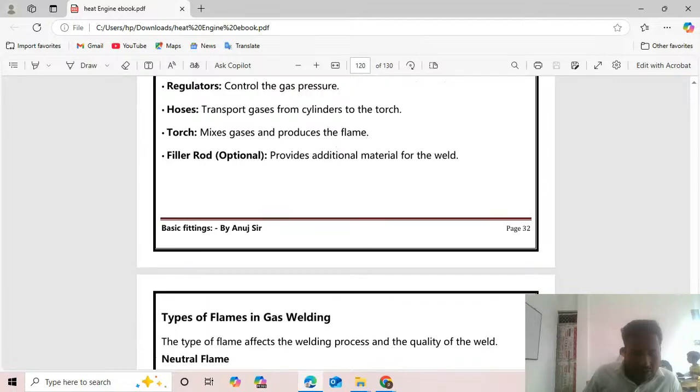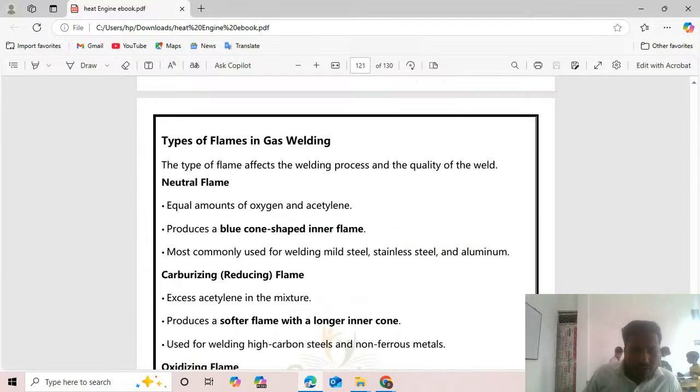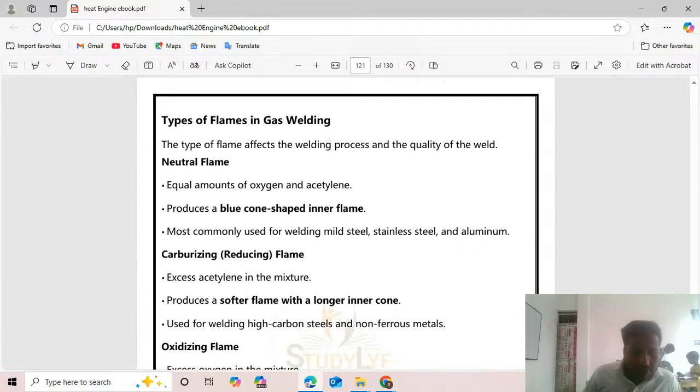Filler rod. Types of flame in gas welding: neutral flame, with equal amounts of oxygen and acetylene, produces a blue conical inner flame, most commonly used for welding mild steel, stainless steel, and aluminum. Carburizing flame, with excess acetylene in the mixture.